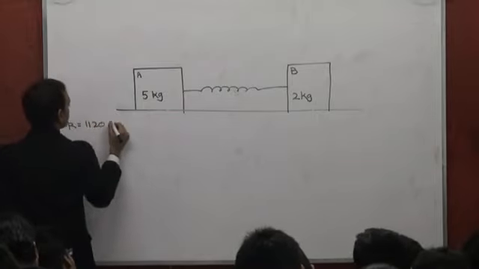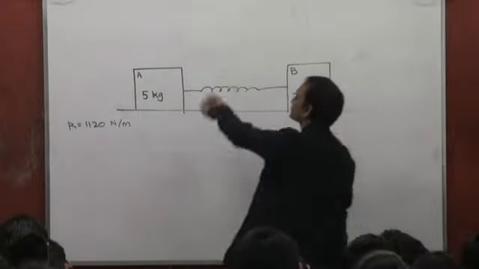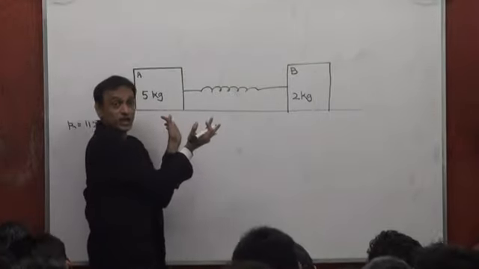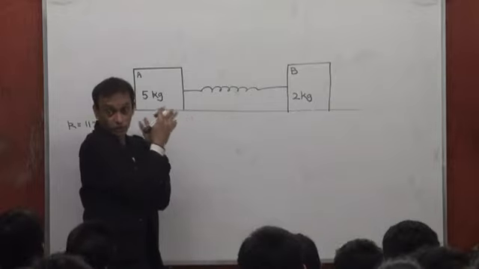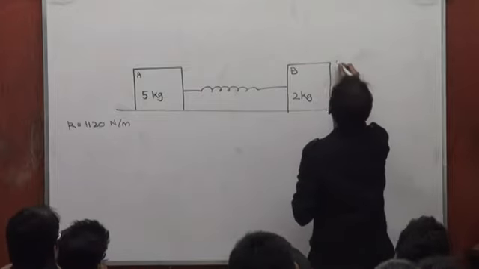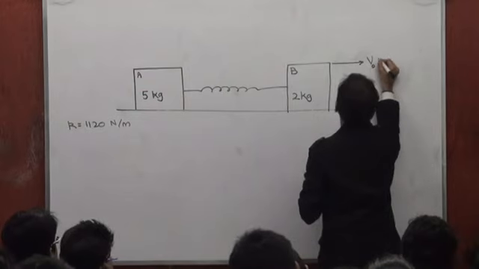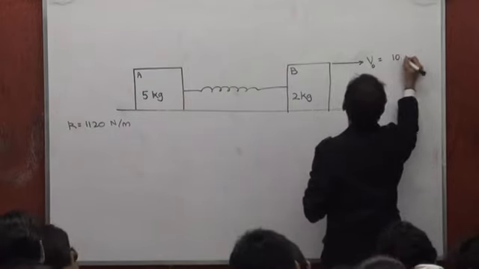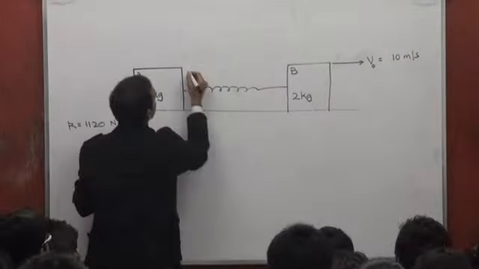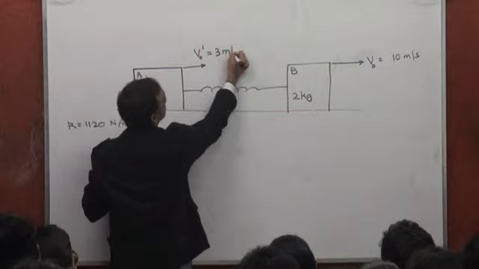Say K equal to 1120 newton per meter. The spring is in its natural state to begin with. And this has a velocity V naught equal to say 10 meters per second. And this has a velocity at this juncture V naught prime as 3 meters per second.